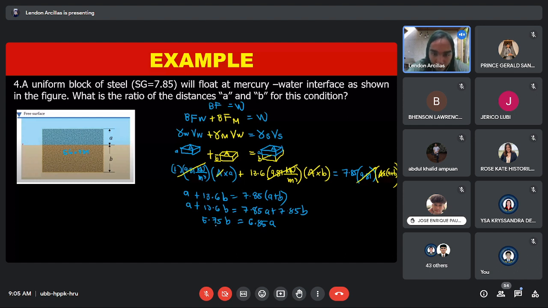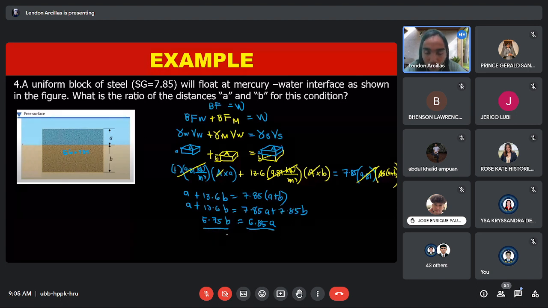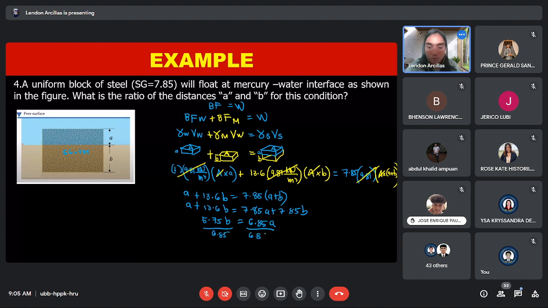Ang hinanap dito is the distances ratio from A to B. So divide lang natin ng 6.85. A to B. Therefore, A to B, divided by 6.85, that is 0.839B. Okay? So that is the ratio between A to B.